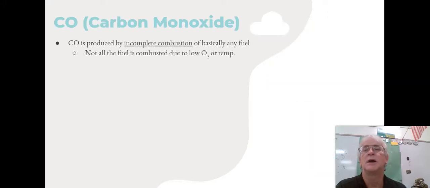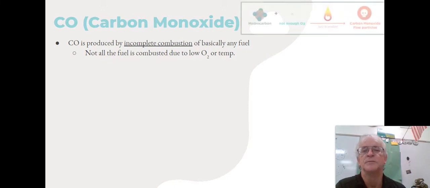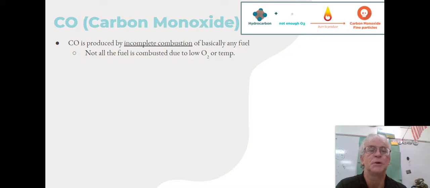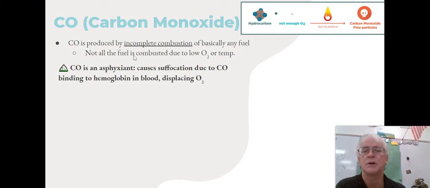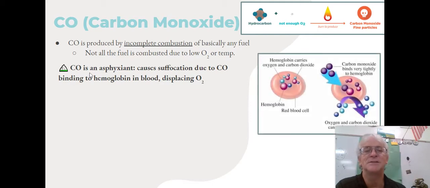Carbon monoxide is produced by incomplete combustion of basically any fuel. Not all the fuel is combusted due to low oxygen or low temperature. For example, if you run your vehicle too long in a closed garage, you get carbon monoxide poisoning. What happens is that this can kill people, because the hydrocarbons don't get enough oxygen, producing carbon monoxide, and it binds to hemoglobin. It's actually stronger than oxygen, so oxygen cannot get it off.